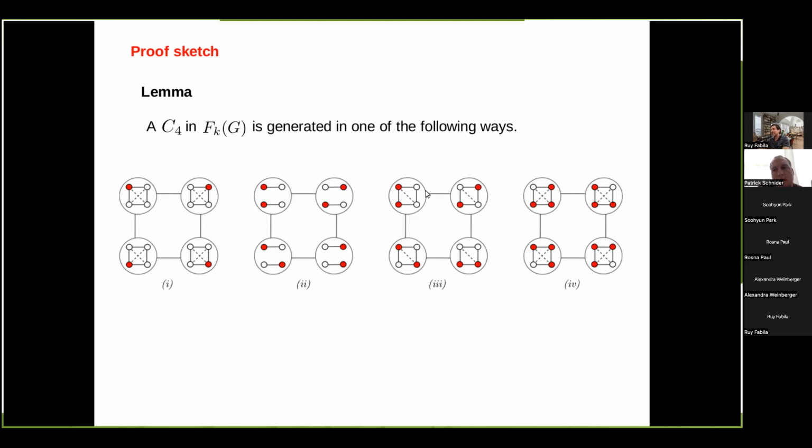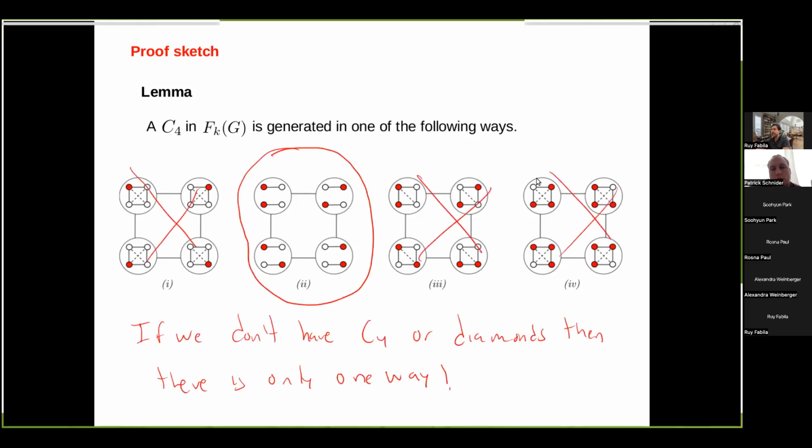Okay, so if you notice here, if we disallow induced 4 cycles or diamonds, then we are forbidding these ones here, and we are only left with this way of producing induced 4 cycles in G. So that's pretty powerful because whenever we see a 4 cycle in the token graph, we know that the opposing edges have to be generated by moving a token along the same edge.